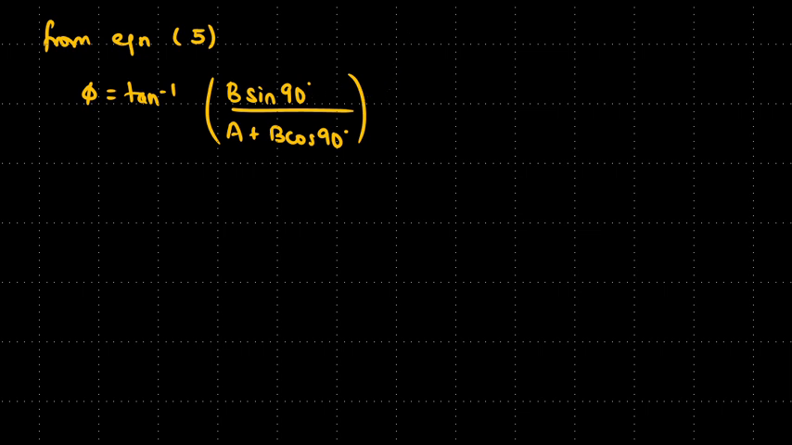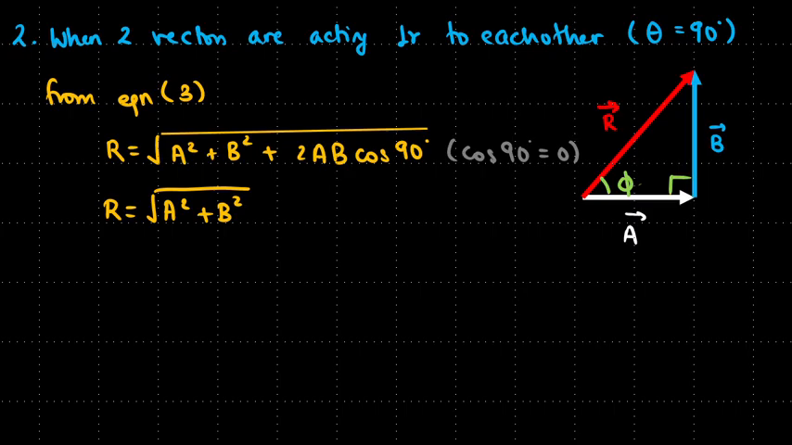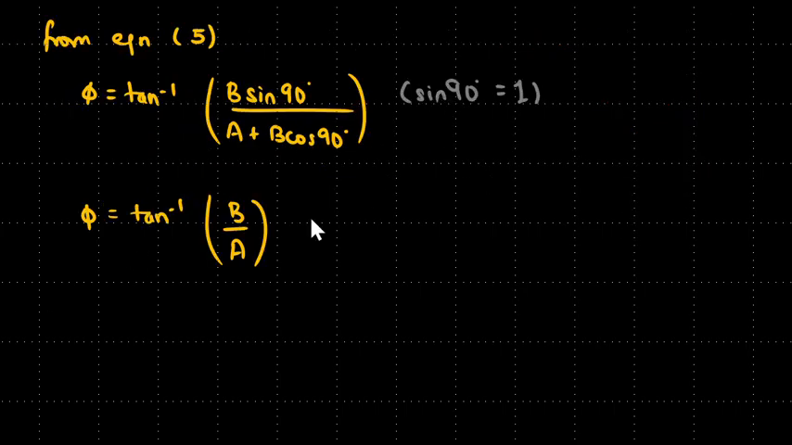Sine 90 will be, where should I write it? Let's write it over here. So sine 90 is actually going to be 1. So phi will be equal to tan inverse b by a. Why was it b by a? Since cos 90 degrees is 0, so that part will go away. So this is the expression.